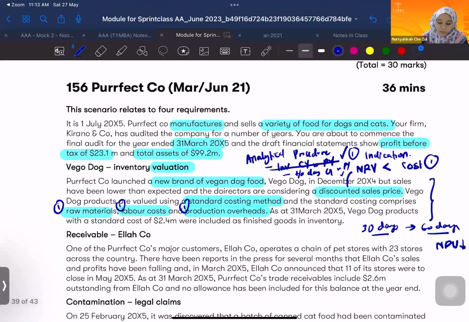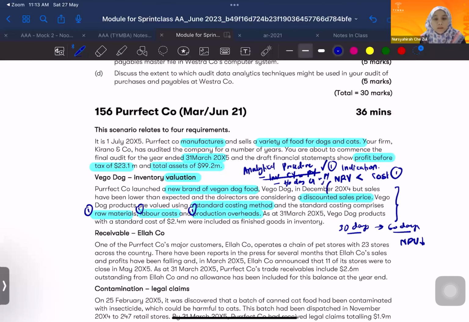A general point. When it comes to standard costing, you can simply recalculate. This is something that you should do: recalculate the standard costing for samples of the product to ensure mathematical accuracy and valuation. There are more, I will share with you later.